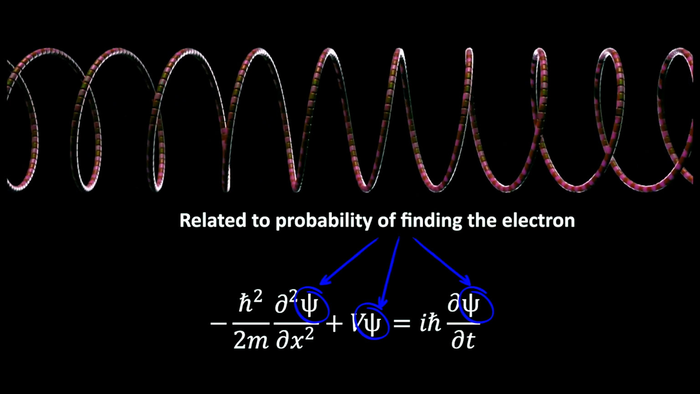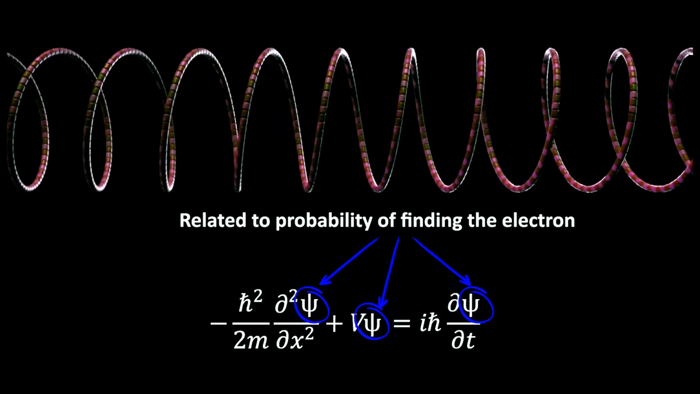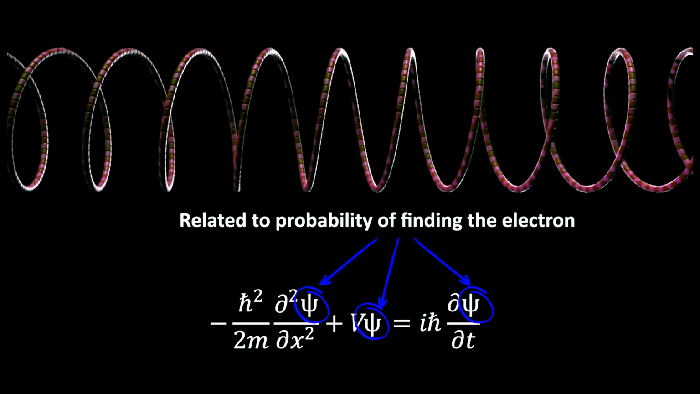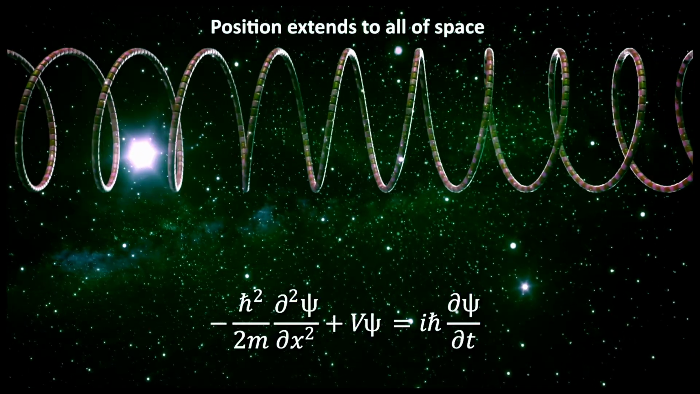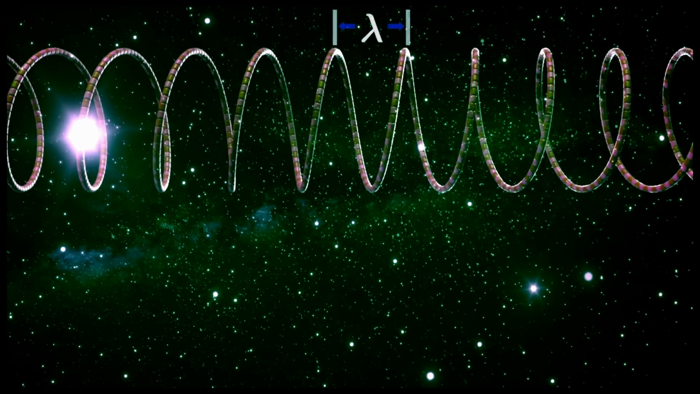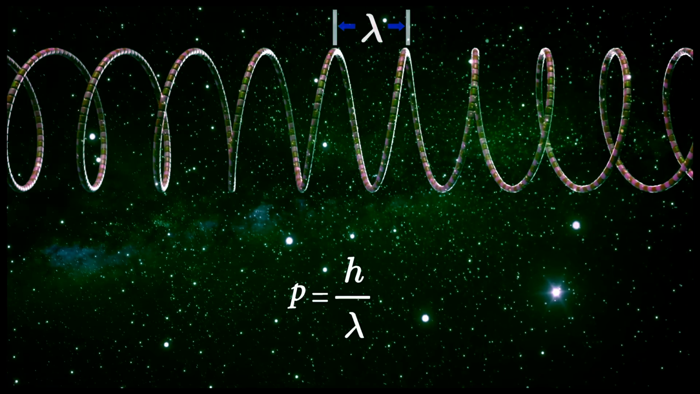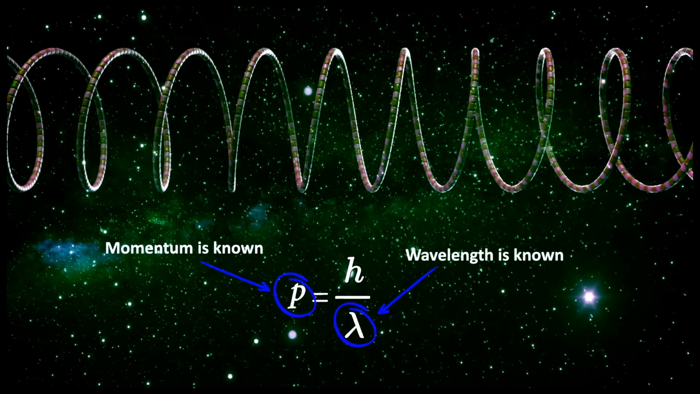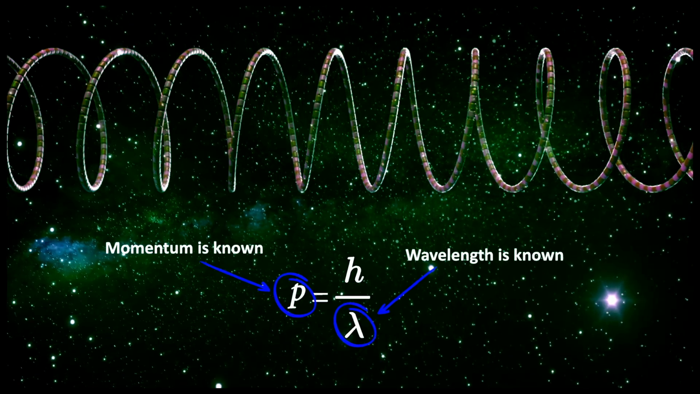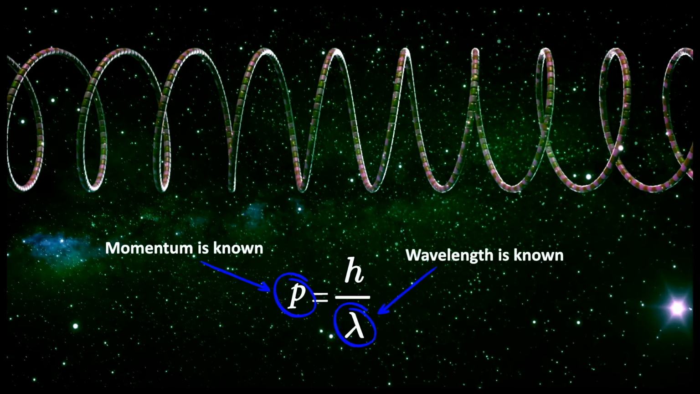But a perfect sine wave for an electron spreads that probability throughout all of space, so the position of the electron is completely uncertain. But a perfect sine wave means we know the wavelength, so we would know its momentum quite precisely because of the de Broglie relation, where momentum equals Planck's constant over wavelength. So in this case we have infinite uncertainty in position but no uncertainty in momentum.